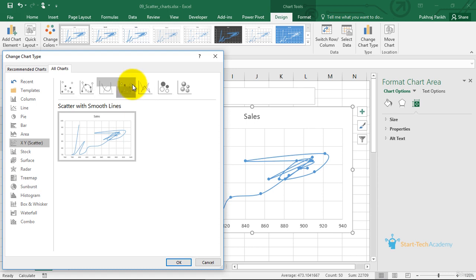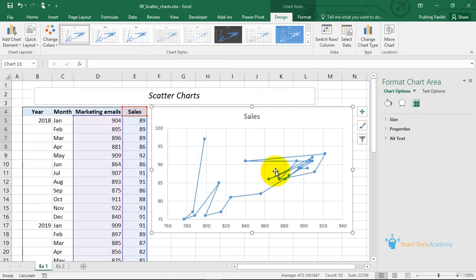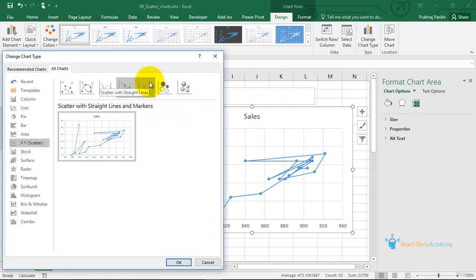The fourth option is a scatter plot with lines. As I told you, the previous one had smooth lines, that is, it had curves instead of straight lines. If you select this one, it has straight lines connecting the two points. The next option is a scatter plot with lines but no data markers. Same as before, but the small circles will not be present if you select this one.